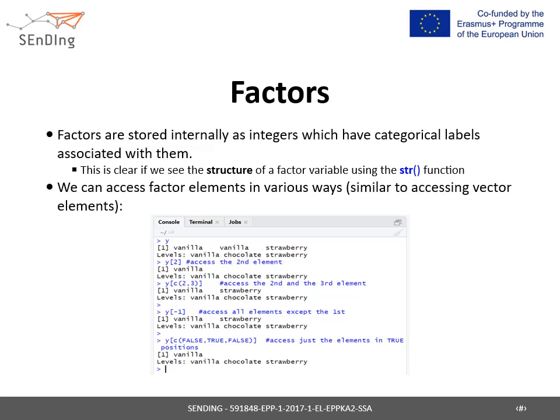We can access factor elements in various ways similar to accessing vector elements. In the example we see how we can access the second element of a factor, how we can access the second and the third element, or even all factor elements except the first one. Another option is to use a masking vector of logical values, and this way only access the factor elements in positions that correspond to TRUE.